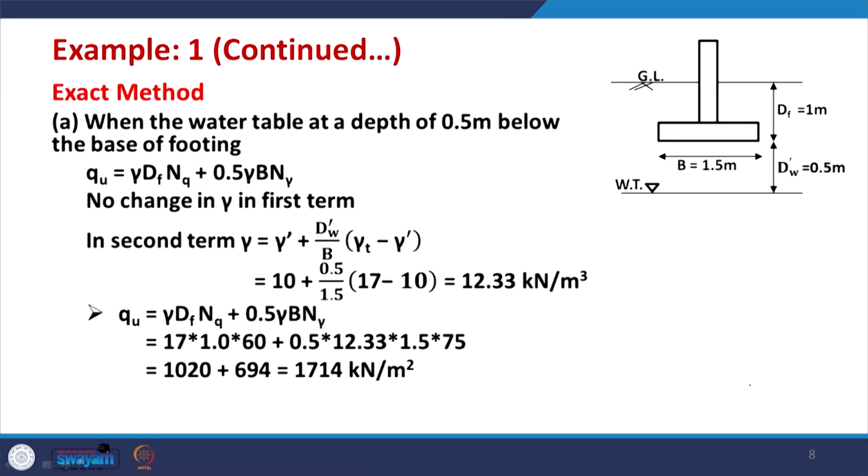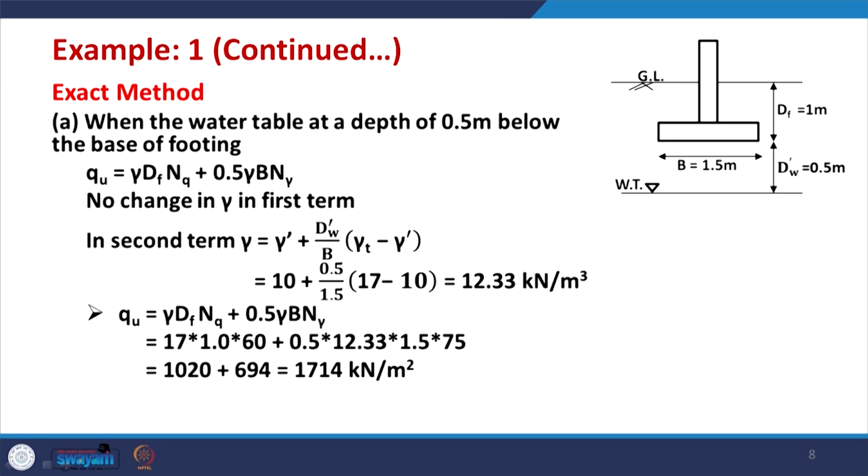So, this is the case when the water table rises and is located at a depth of 0.5 meter below the base of the footing, which is typically denoted by Dw dash. In this case, we can apply the correction for water table, and this correction can be applied by two methods.